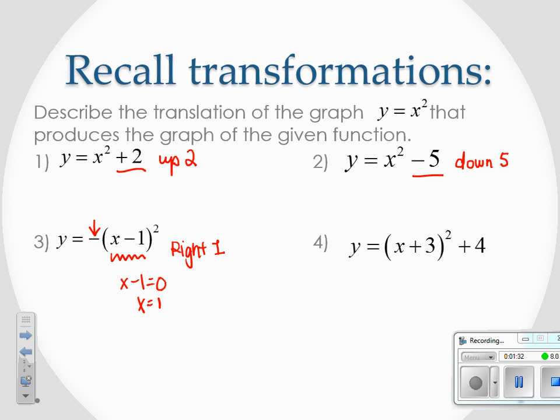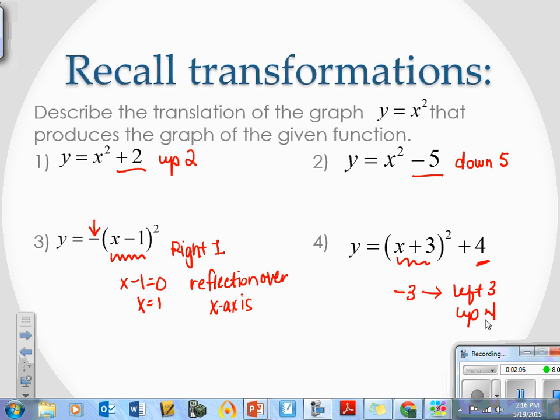What transformation happens with a negative out in front? Ah, yes, you are right. A reflection over the x-axis, okay? Which means it flipped upside down, correct? Y equals x plus 3 quantity squared plus 4. Ooh, this has an inside and an outside. Opposite of positive 3 would be negative 3. That means I'm going to move left 3, and the 4 is up 4.